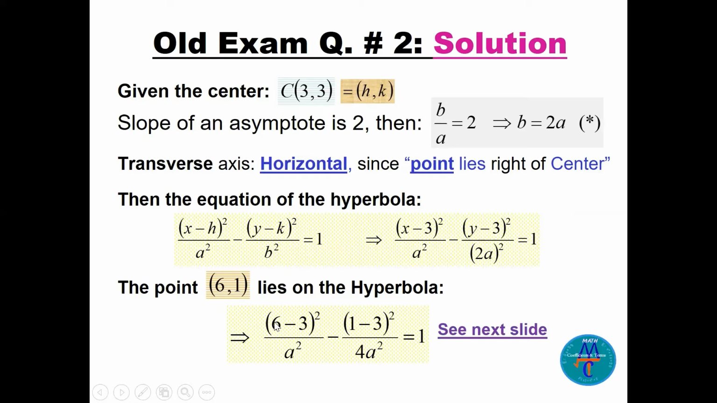So I can write 6 here for the x and 1 for the y. See, the only variable here is a. (6 minus 3) squared over a squared minus (1 minus 3) squared over 4a squared is equal to 1. You can figure out what a is, please, before you see the next slide, if you like.